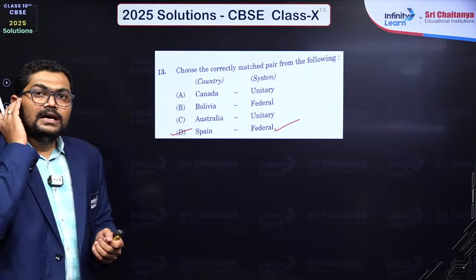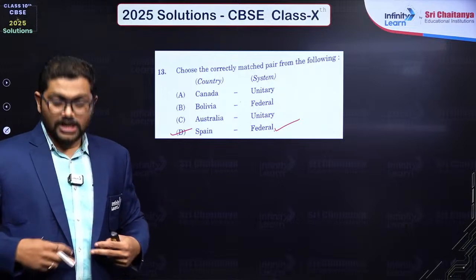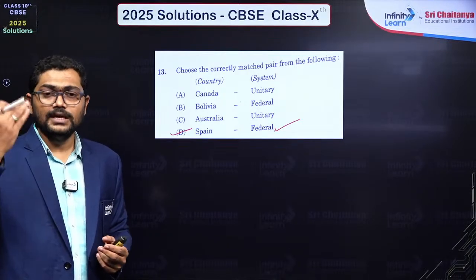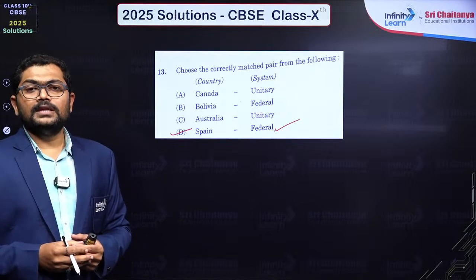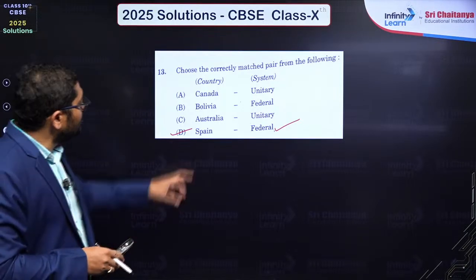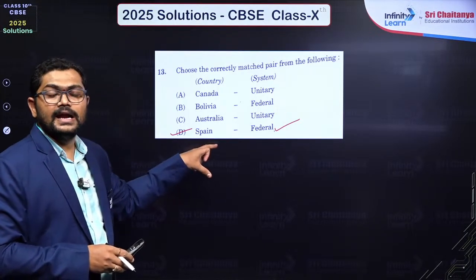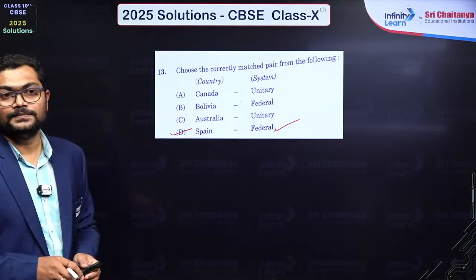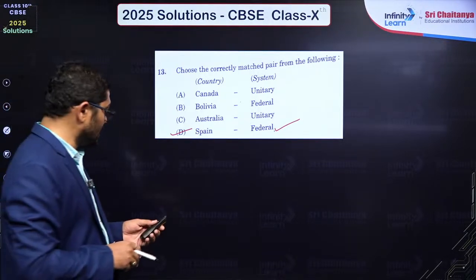So in the federalism chapter, civics chapter number 2, we have the types of federations, coming together and the holding together. So in the holding together type of federations, you have an example of India and Spain. So there comes the answer, option D. Okay. Next one.